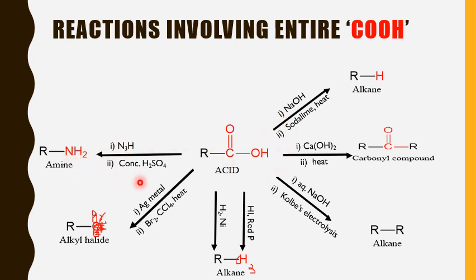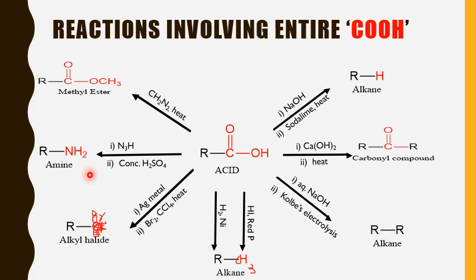Here you see in the Hunsdiecker reaction the entire COOH group has been converted to bromine, and in the reduction part the entire COOH group has been converted to CH3. Okay, and here for Kolbe electrolysis the entire COOH group has been replaced with another alkyl group. Okay, so this way in all these reactions the entire COOH group will be involved. So hydrazoic acid will give you amine formation, primary amines basically.